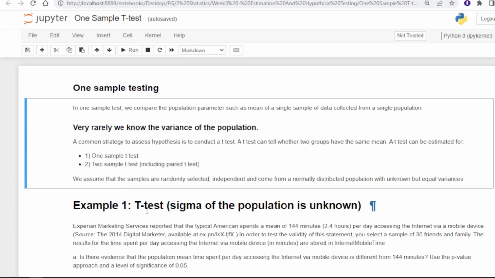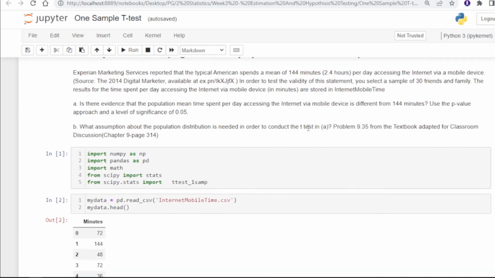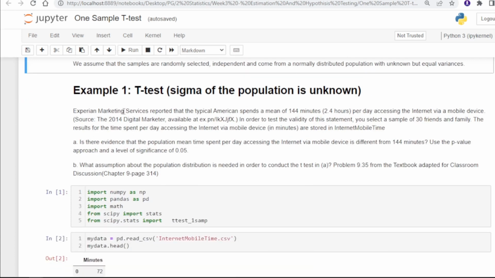Basically we have two types of t-test: one is the one sample t-test and the other is the two sample t-test. We assume that the samples are randomly selected and independent, and come from a normally distributed population with a known but equal variance. So let's see with an example. First we have the t-test, and this is the case when sigma of the population is unknown.